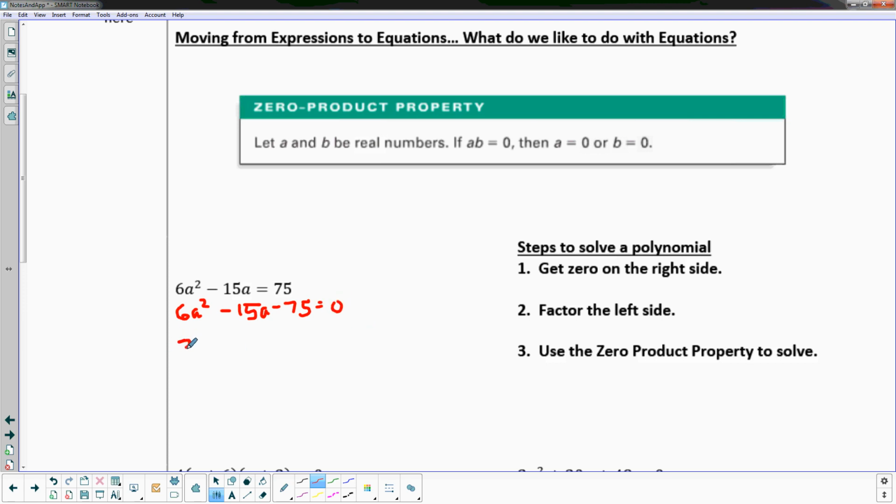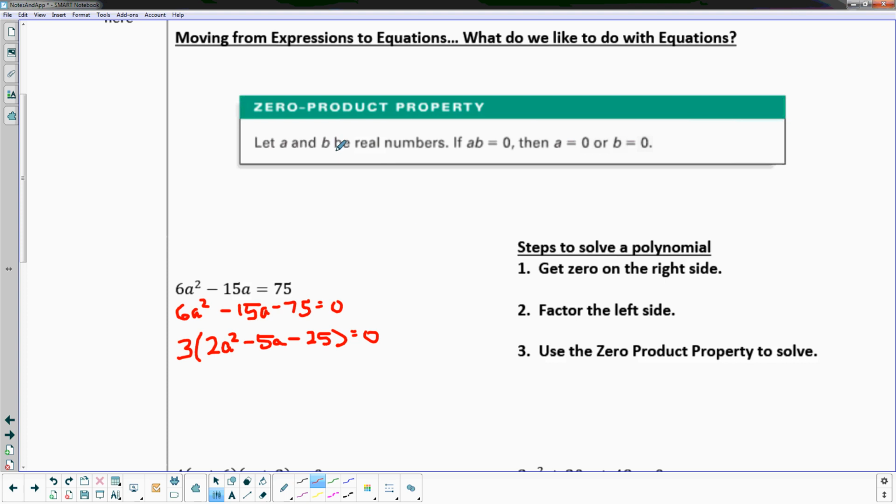My second step is that I want to factor the left-hand side. I notice that all three of these are multiples of 3. And so on the first one I get 2a squared minus 5a minus 25, and that still equals 0.